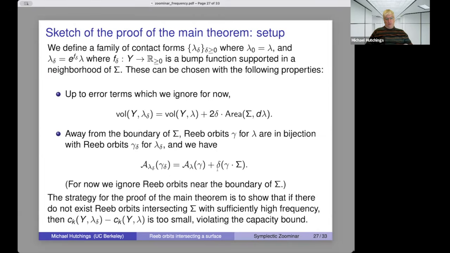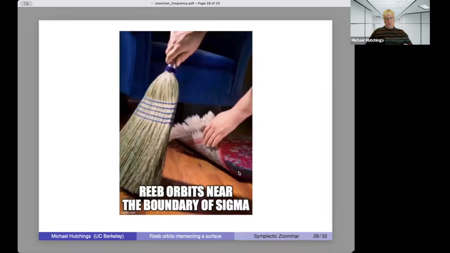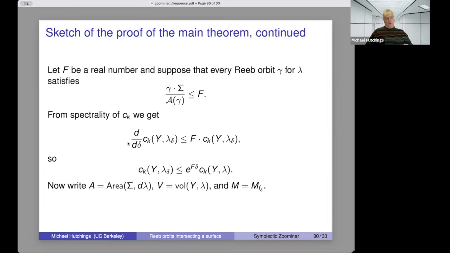So the derivative of the action of a Reeb orbit is given by its number of intersections with sigma. So over here then, you get that the derivative of the spectral invariant is less than or equal to f times the spectral invariant. That follows from the line above. So then you can just integrate this differential inequality to get that c_k for lambda_delta is less than or equal to e to the f delta times c_k for lambda. So let's just keep this in the back of our mind.